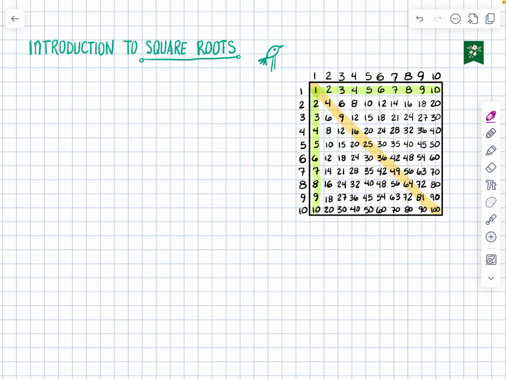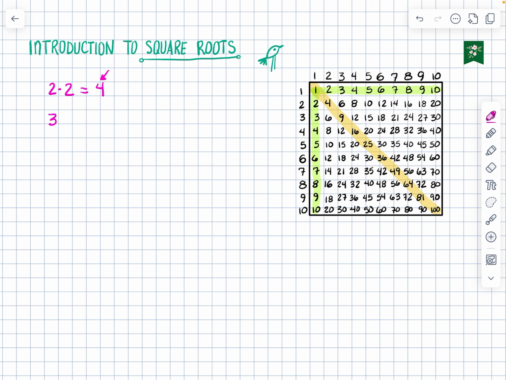Okay, let's do a quick introduction to square roots. And I find when talking about square roots, it's great to talk about perfect squares, and it'll help us to understand this. So a perfect square is the result of multiplying one number times itself. So in this case, I've got 2 times 2, that equals 4. 4 is the perfect square.